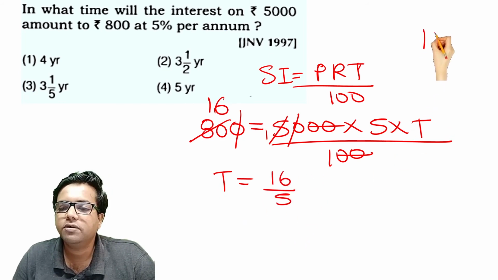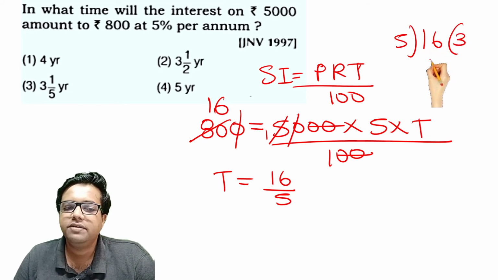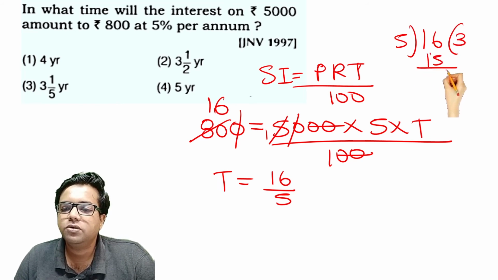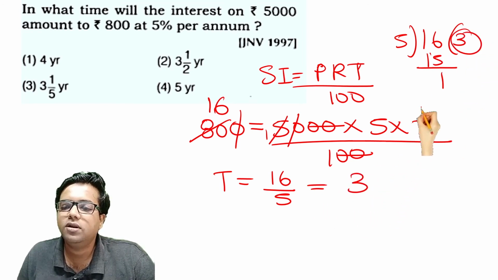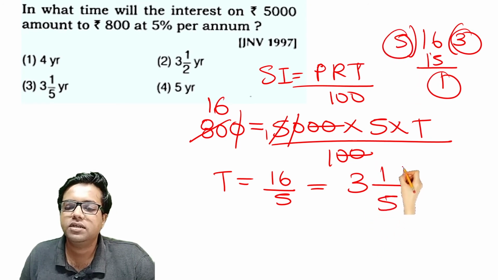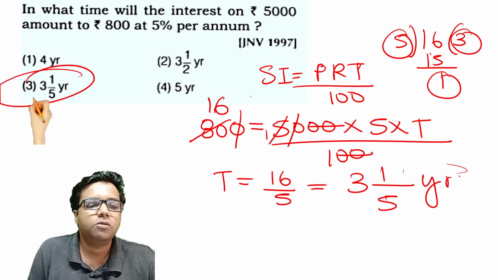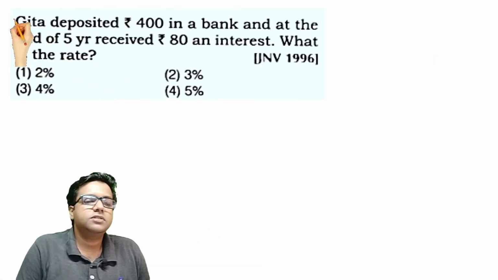16 by 5. How can we proceed? 16 by 5 can be converted into a mixed fraction. 5 3s are 15. You are left with 1. So this can be written as whole number 3, numerator 1 and denominator 5. So 3 1 by 5 years is the time. So option 3 is the right answer for this question.